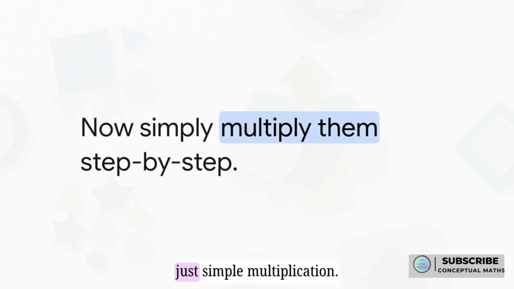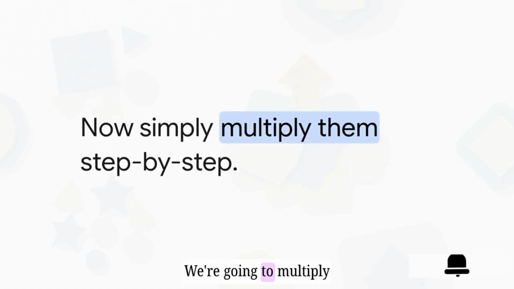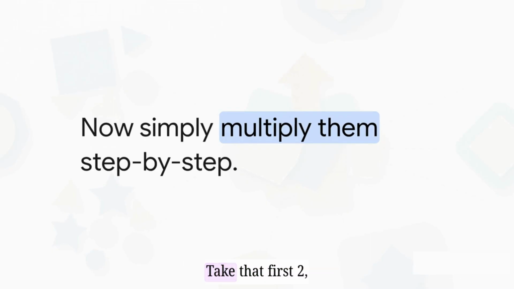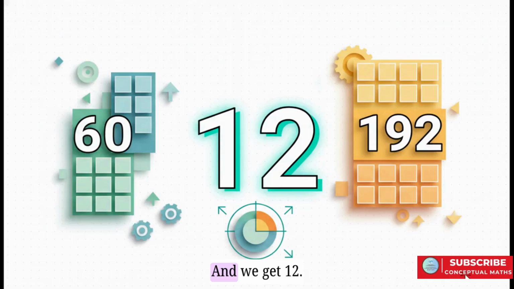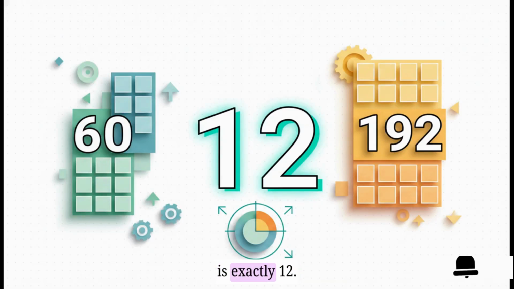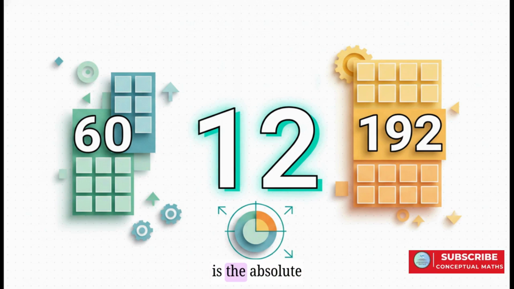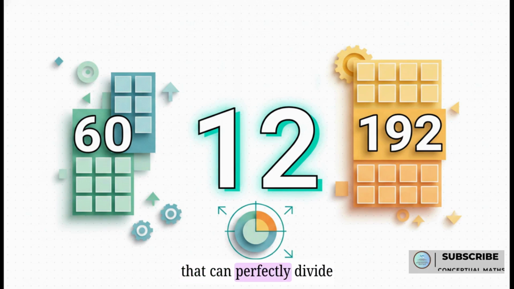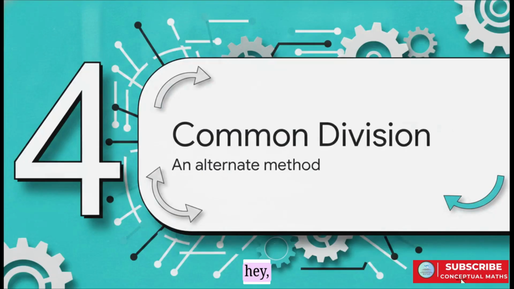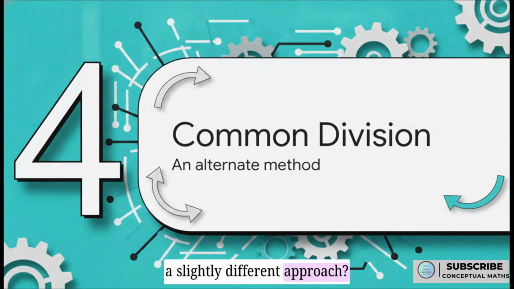And that operation is just simple multiplication. We're going to multiply these common factors step by step to reach our final answer. Take that first 2, multiply it by the second 2 to get 4. Then multiply that 4 by our 3. And we get 12. The highest common factor of 60 and 192 is exactly 12. That literally means 12 is the absolute largest number in existence that can perfectly divide both 60 and 192 with zero remainder left over. No fraction, nothing. Just clean division.